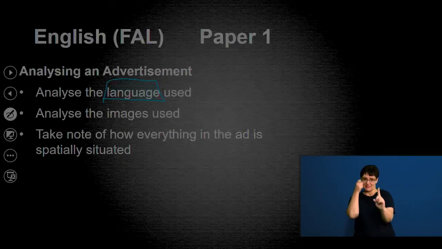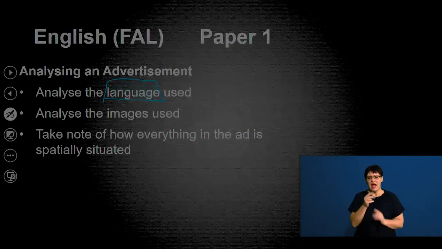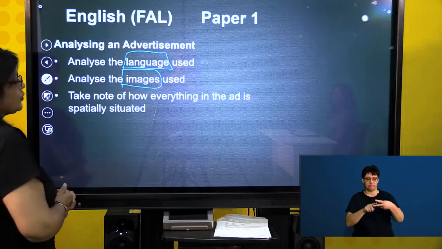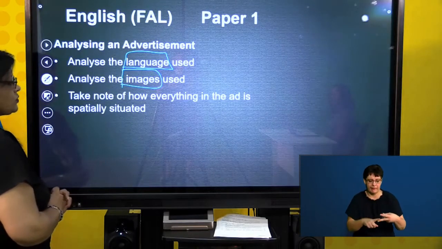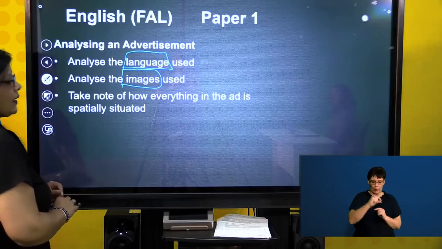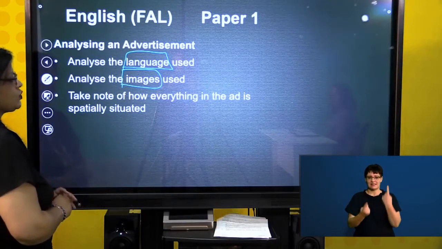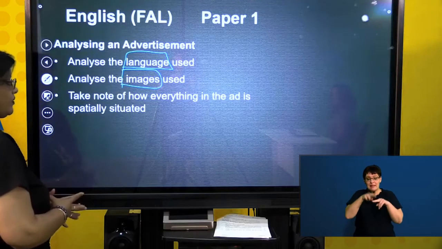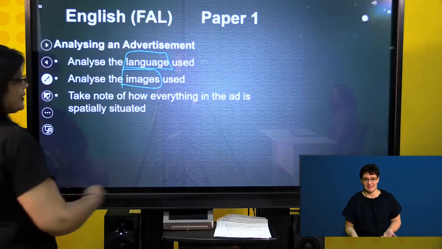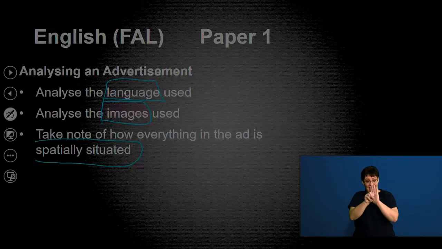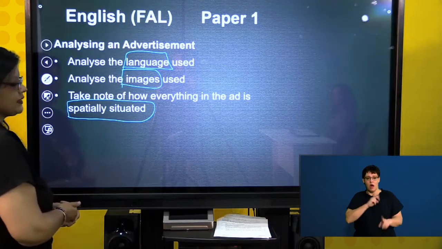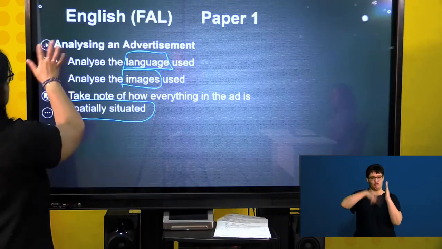We analyze the images used as well. Remember, we get adverts in color, we get adverts in black and white, we get adverts with different types of font, we get adverts with different sizes of images within it. They are all put in there strategically to obviously create an effective advert. Okay, so we need to take note of how everything in the advert is spatially situated, because it is actually done so that it attracts the attention of the reader.